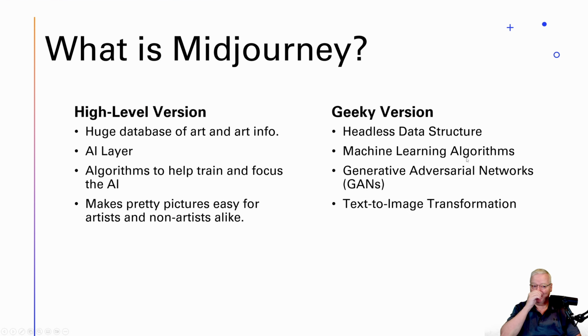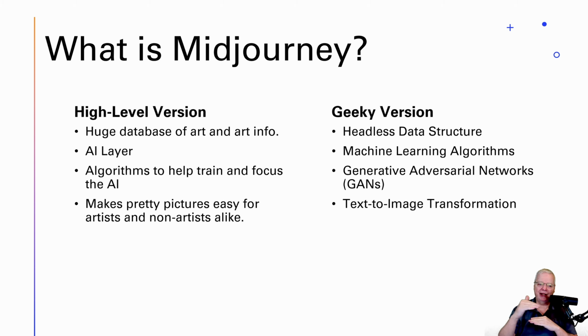So the first question is, what is Midjourney? Basically, what Midjourney is from a high-level perspective is a huge database that has all kinds of art in there and art info. So when I say art info, it's like who made the image, what kind of colors are in there, what kind of objects are in the image, what kind of style is the image made in, is it a photograph or an oil painting, etc. Just thousands and thousands of little bits of information that can help the AI understand what that image actually is.